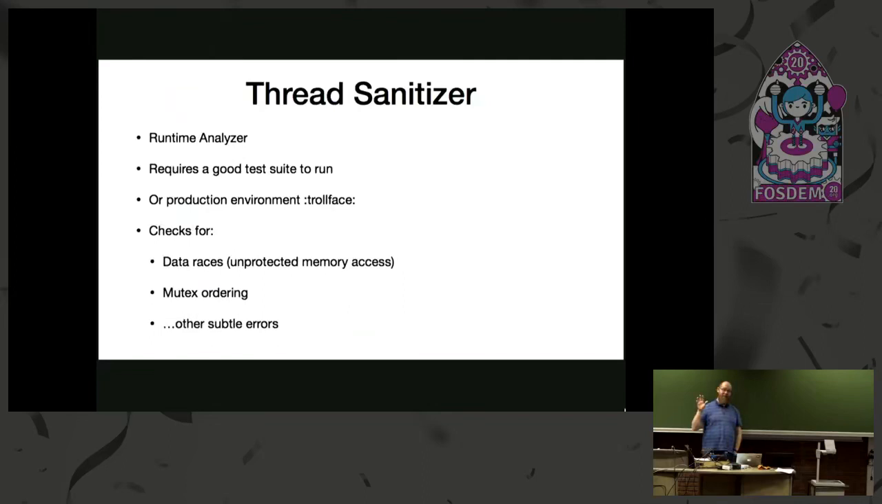So, ThreadSanitizer. This is a runtime analyzer, so it doesn't analyze the static code, but it analyzes the running code. It requires a good test suite to run, or you can run it on your production if you are brave enough. It checks for data races, like if multiple threads access the same memory location, and mutex ordering, so if you have multiple locks in place and they are locked in different order from different threads, there's a possibility of deadlock, and other subtle errors in thread programming.